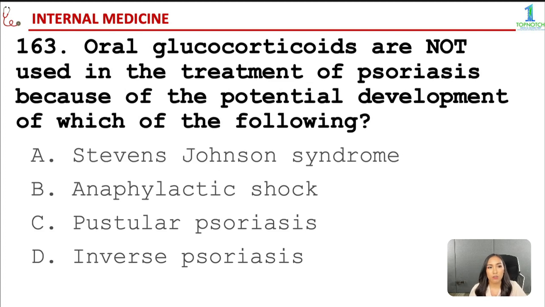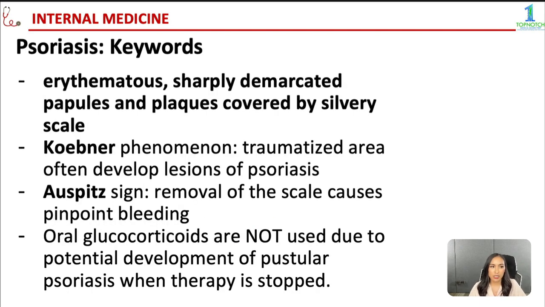Okay, next. Oral glucocorticoids are not used in the treatment of psoriasis because of the potential development of which of the following? The answer is C, pustular psoriasis. Let's discuss the keywords for psoriasis. Morphology, erythematous, sharply demarcated papules and plaques covered by silvery scale. Koebner phenomenon, yung traumatized area becomes new lesions. Auspitz sign, removal of the scale causes pinpoint bleeding. And oral glucocorticoids are not used due to potential development of pustular psoriasis when therapy is stopped.